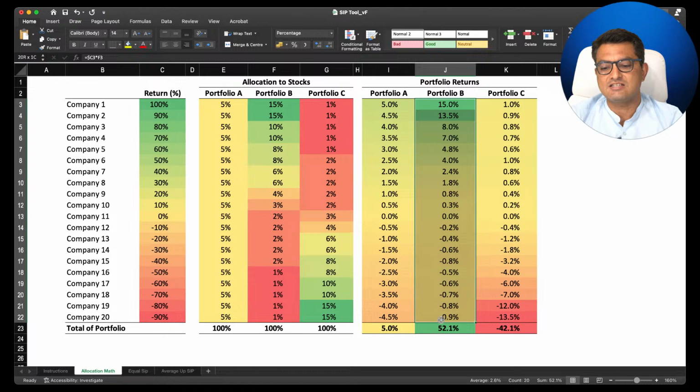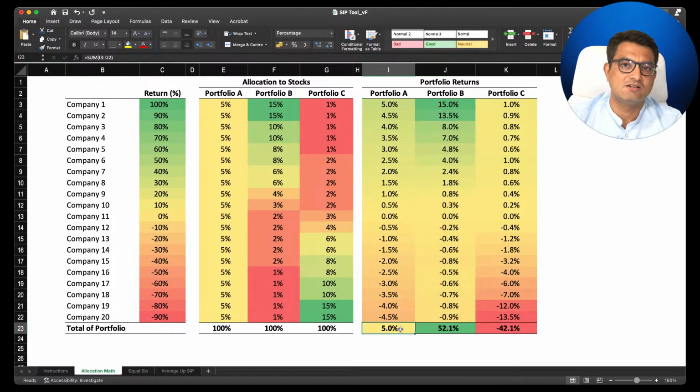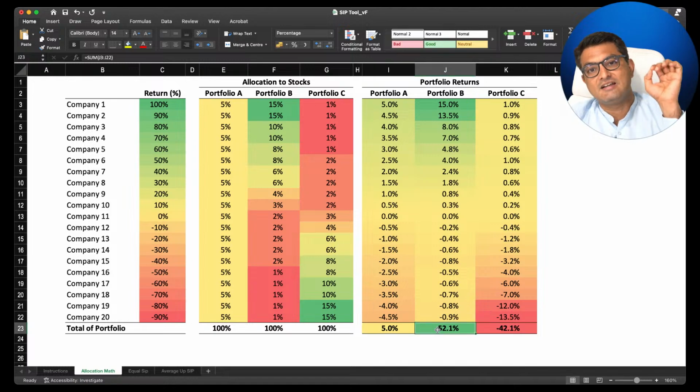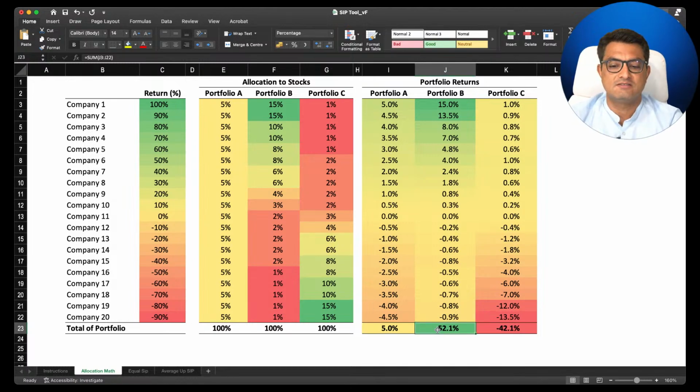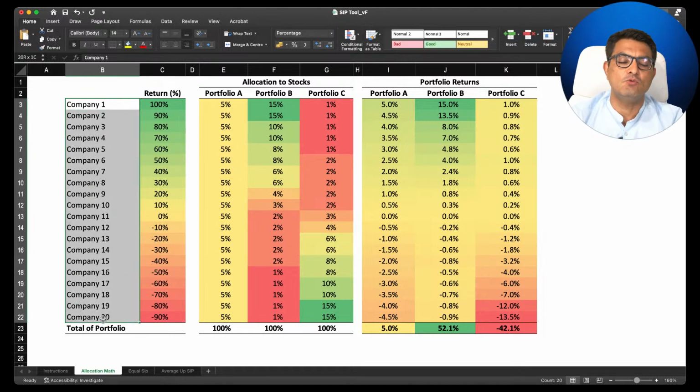And because you have just made this small tweak, instead of 5%, your return has become 10 times more, that is 52%. So almost a 10x jump you can make in the returns by having the same stocks, same 20 SIP stocks, in a much, much more powerful way.